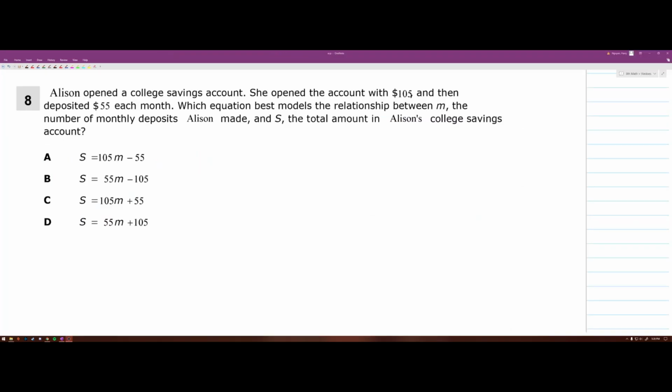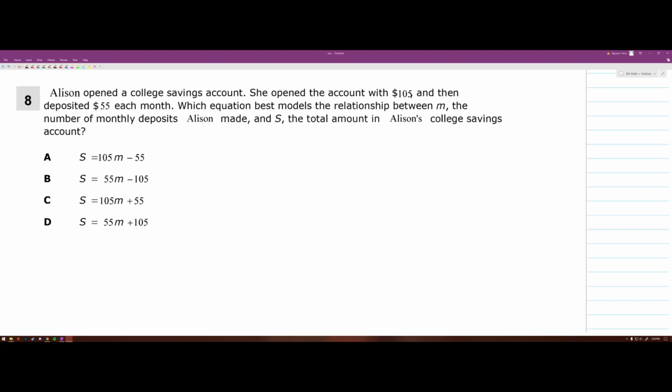All right, let's get started with question number 8. Remember, the first thing we always need to do is read the problem. Allison opened a college savings account. She opened the account with $105 and then deposited $55 each month. Which equation best models the relationship between M, the number of monthly deposits Allison made, and S, the total amount in Allison's college savings account?